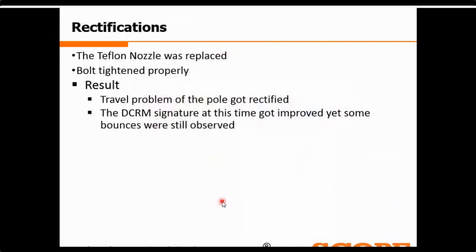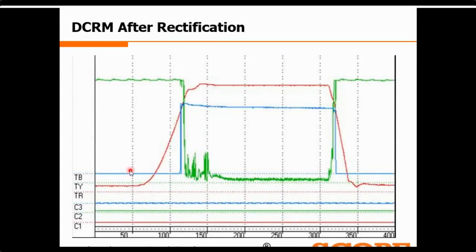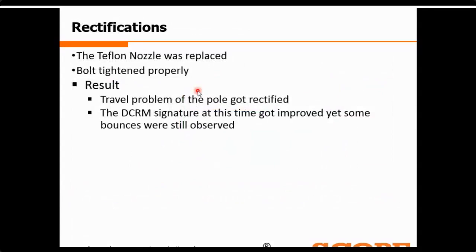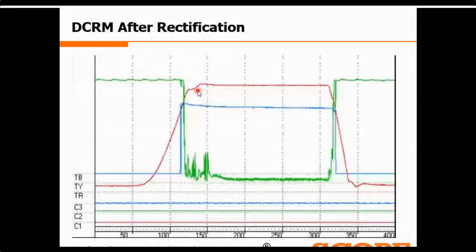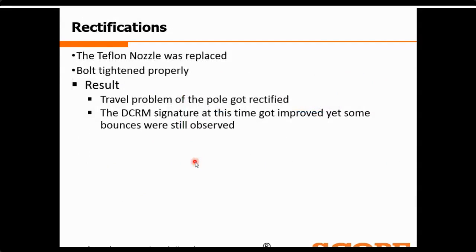But when this Teflon nozzle was replaced and the bolts were tightened, the travel graph was quite resolved. It was not going down abnormally like in the earlier graph, and there was some improvement in the DCRM signature, you can see here, but the bounces were still observed. Still, somehow we can observe improvement in both the DCRM and travel graph.